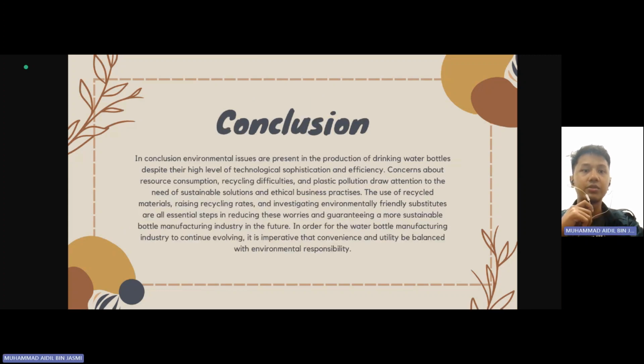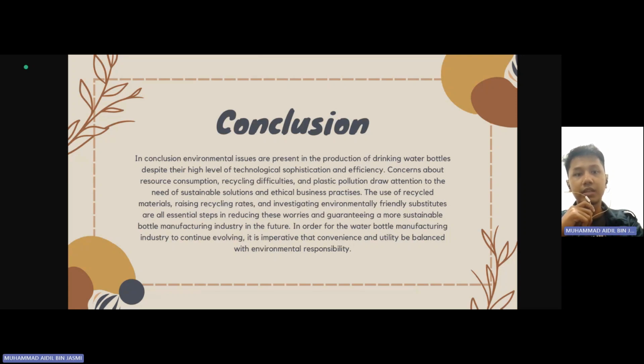So the last is the conclusion. Okay, in conclusion, environmental issues are present in the production of drinking water bottles despite the high level of technological sophistication and efficiency. The concerns about resource consumption, recycling difficulties, and plastic pollution draw attention to the need for sustainable solutions and ethical business practice.